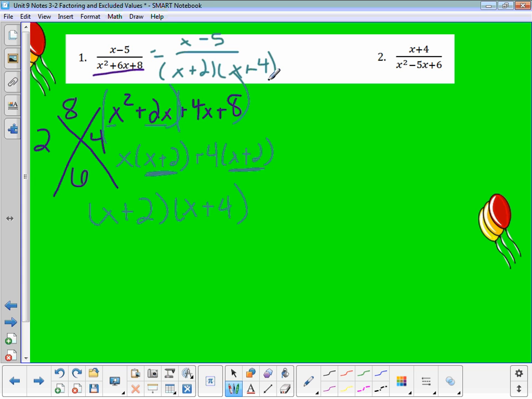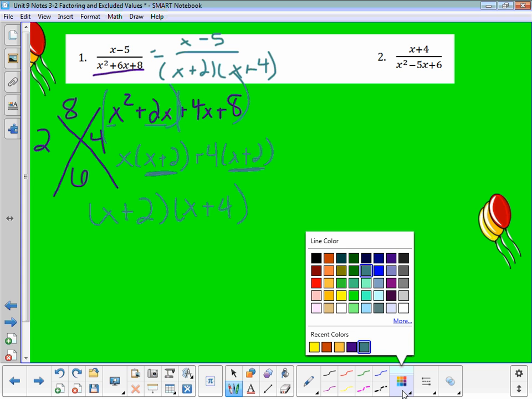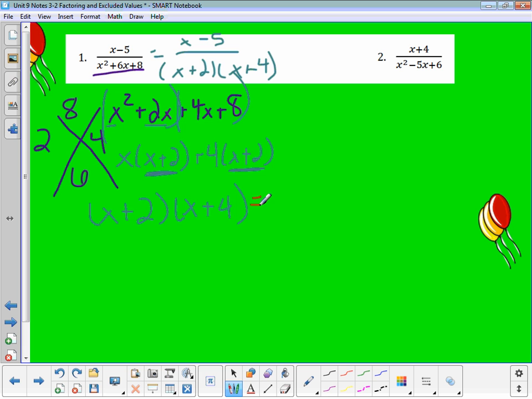So once we have it factored, remember what excluded value is. Excluded value is that we can't have the bottom equal to 0. So we set the bottom equal to 0 to see what values make it 0 so we can say, hey, we're taking those and throwing them out. So when you use the zero product property, you take each factor and set it equal to 0. So x plus 2 is equal to 0, x plus 4 is equal to 0.